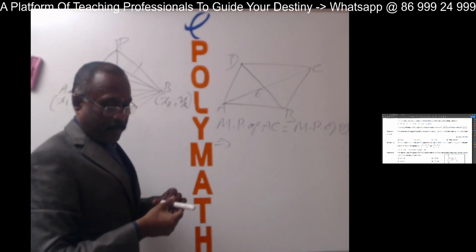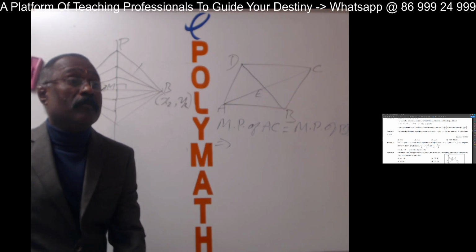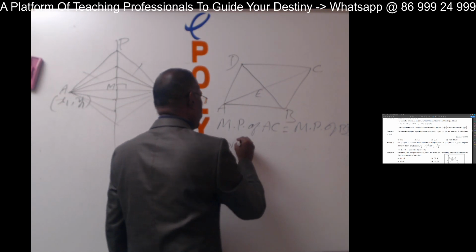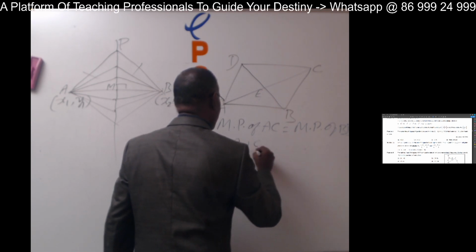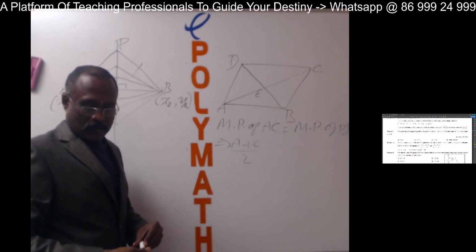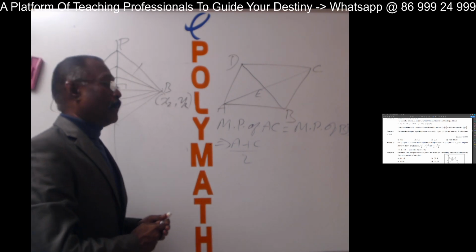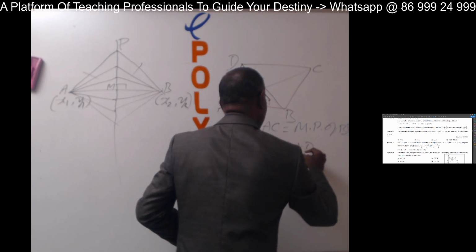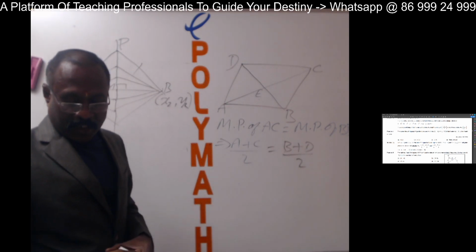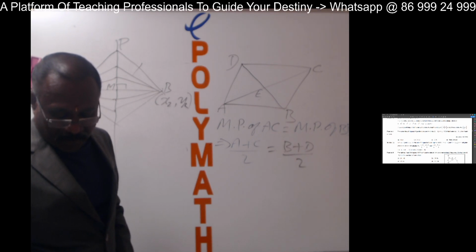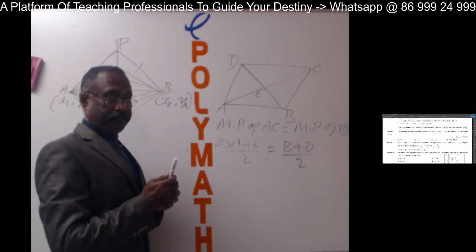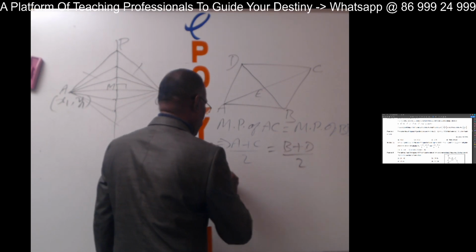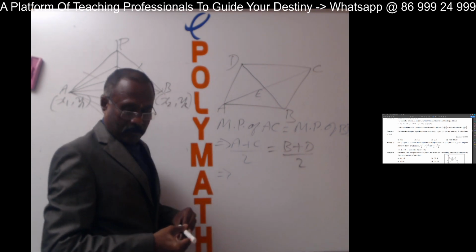What is the formula for the midpoint of AC? We now follow the vector forms. What does it mean by vector form? (A plus C)/2. Simple. We simply call it (A plus C)/2 and (B plus D)/2. (x1 plus x2)/2, (y1 plus y2)/2 is the formula. So we take it in this form.